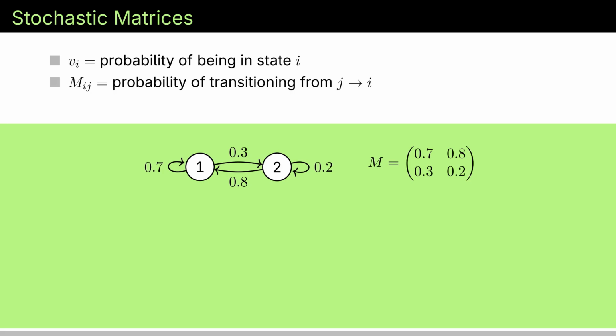So in the example system below, we have two states, state 1 and state 2, and I've labeled arrows between them with the probabilities of transitioning from one to another when we apply some operation. For instance, if we start in state 1, there is a 0.3 or 30% chance of transitioning to state 2, which we see as entry 2,1 of our matrix M.